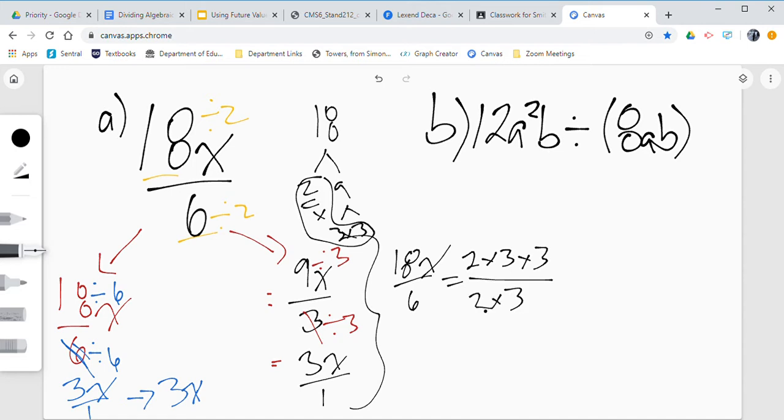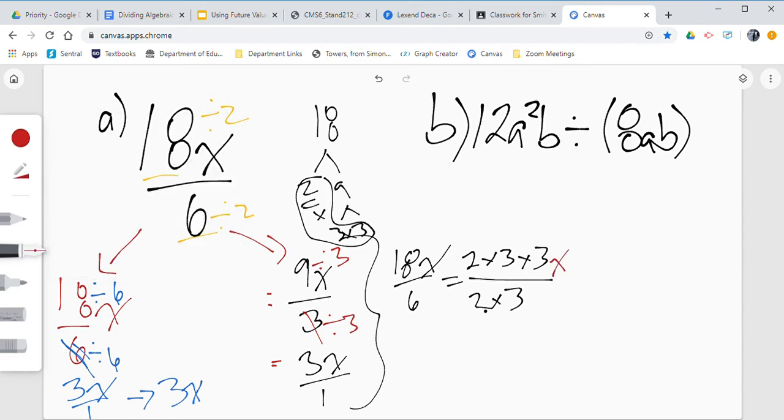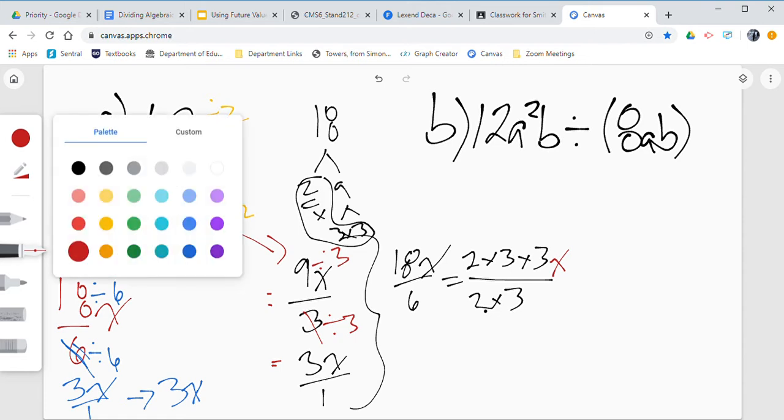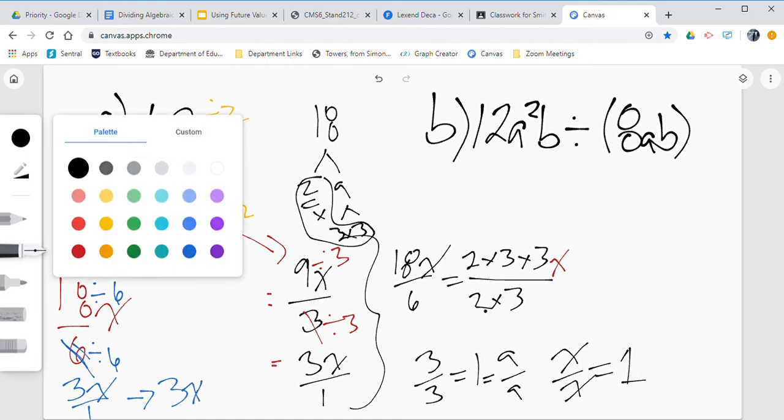Once you've broken it into a factor tree, you can start canceling out. Canceling out works because if you have 3 over 3, that equals 1 whole, and that's why we can cancel things out. If I had 9 over 9, it would also equal 1 whole. If I had x over x, it would also equal 1 whole. That's a way of thinking about a lot of what I've just said.